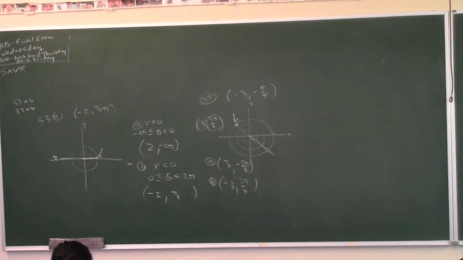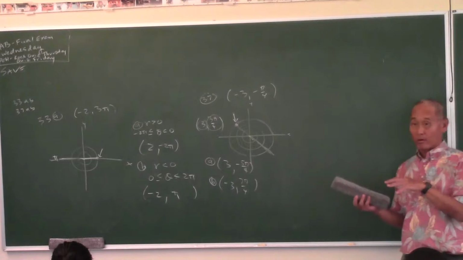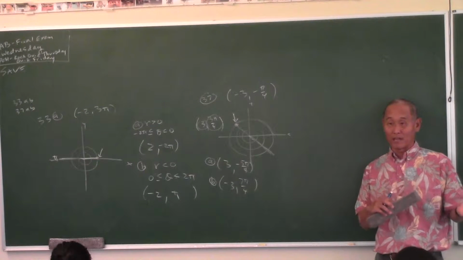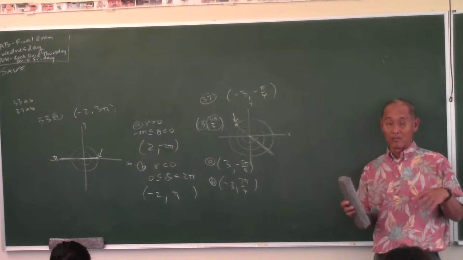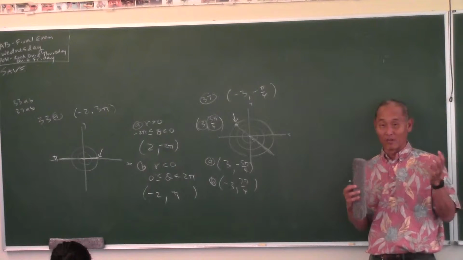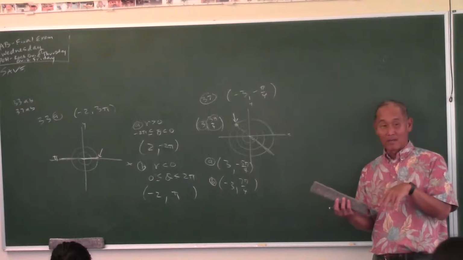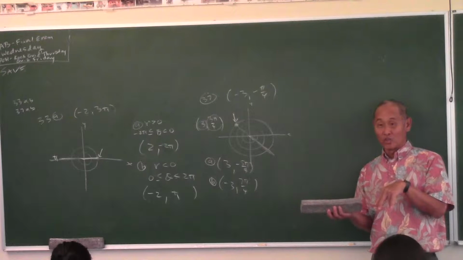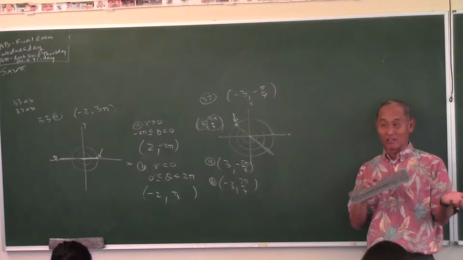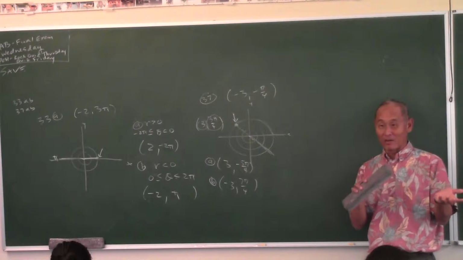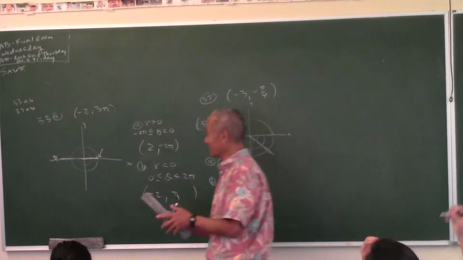Okay, so what we have to do today is convert from one to the other. Like I'm going to give you polar coordinates, you have to convert them to rectangular. I'm going to give you rectangular coordinates, then you have to convert them to polar. I'm going to give you a polar equation, you have to convert it to a rectangular equation. I give you a rectangular equation, then you have to convert it to polar.